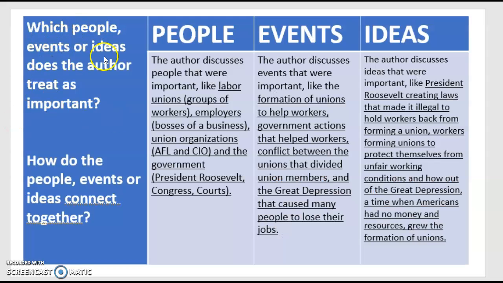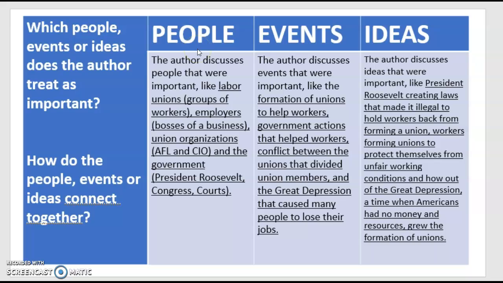Okay, so which people, events, or ideas does the author treat as important? Remember in the beginning of the presentation in part 1, I said that it kind of goes hand in hand with this other question: how do people, events, or ideas connect together? So this is how I answered each of these questions.